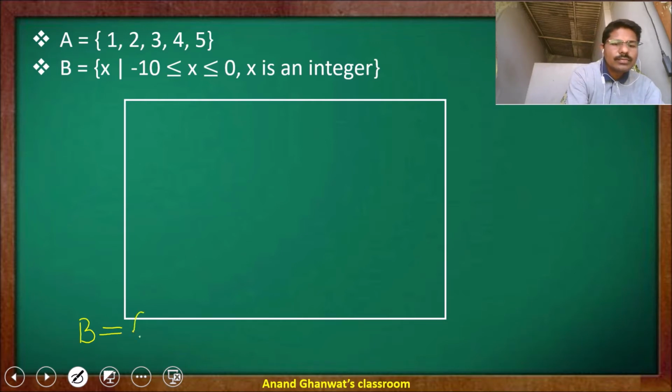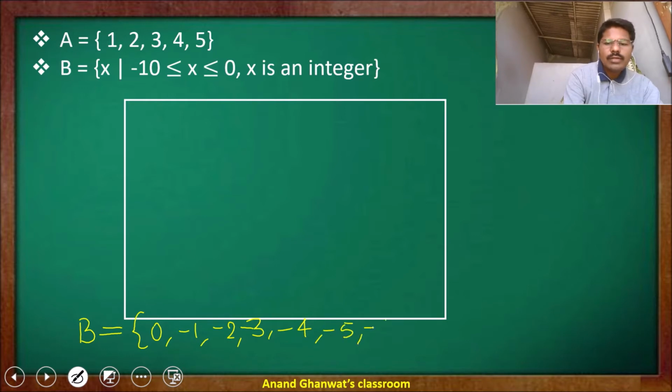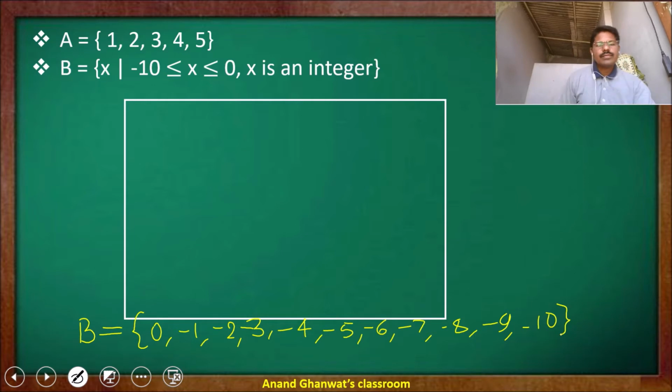So 0, -1, -2, -3, -4, -5, -6, -7, -8, -9 and -10. So this is the set B required here.